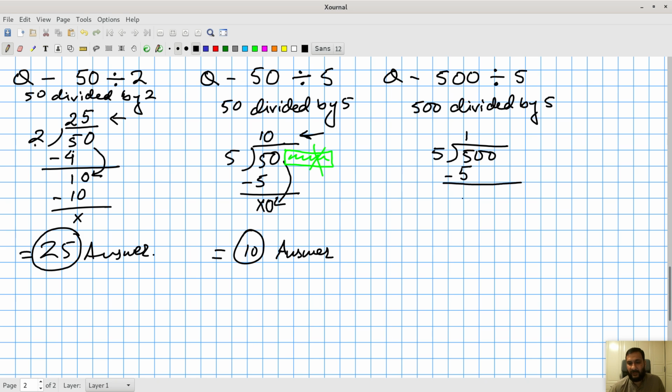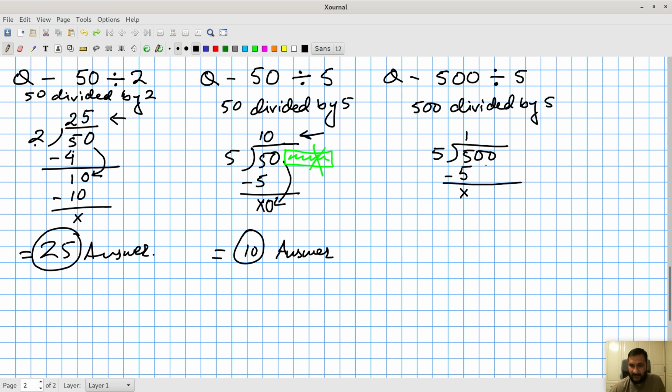So we subtract 5 minus 5, nothing left. Now it's the turn of the next 0 to come down, right? But we can see visually that we have this 0, we have this 0, and then we have nothing left. We just have 2 zeros left. So even if we bring them down, it's not going to be of any use.